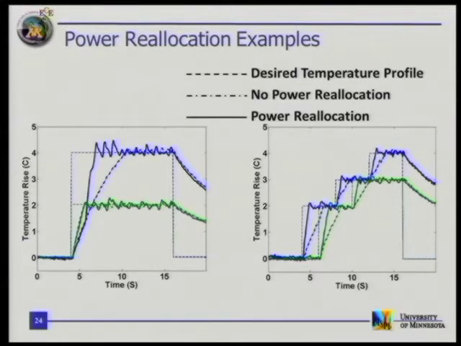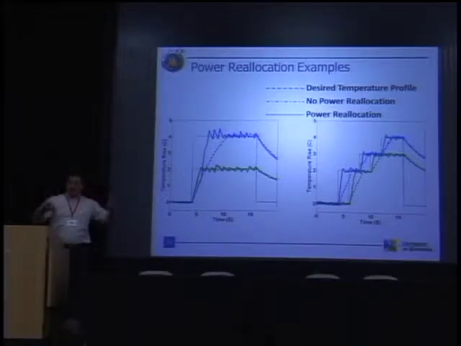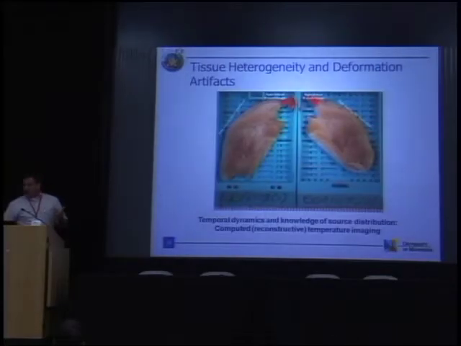A minor point regarding the power reallocation. Why is it important? When I reach the first set point, I'm able to allow more power at the second focus. If I didn't do this, it would take me a longer time to reach my set point. So it's an optimization that minimizes the treatment time and improves your ability, both in space and time, to control the dynamics of a thermal surgery experiment.